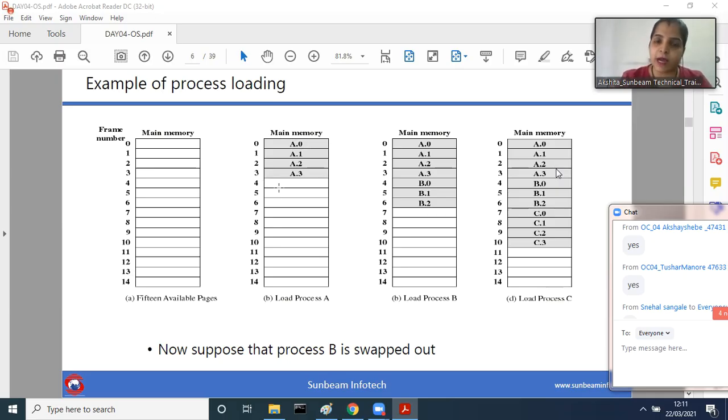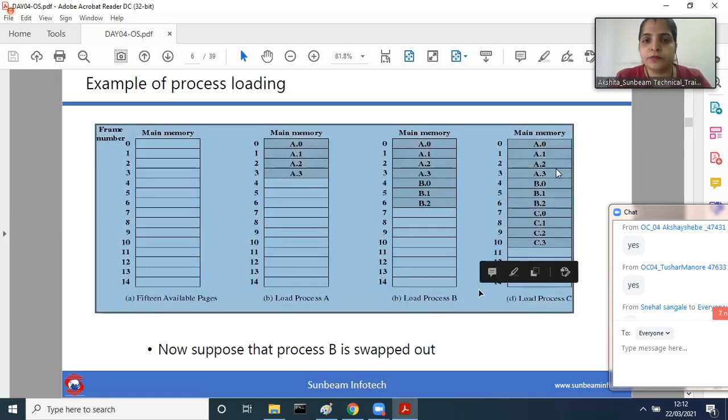Assume process B comes and says I need 3 pages. So process B is allocated page 4, page 5, page 6. Again, process C comes. Process C says I need 4 pages. So page 7, page 8, page 9, page 10 is allocated. So I have 3 processes, and as per their requirement, memory pages have been allocated. Did you all understand up to this diagram so that I will go a little ahead? Everyone? All right. Now, suppose process B is swapped out.